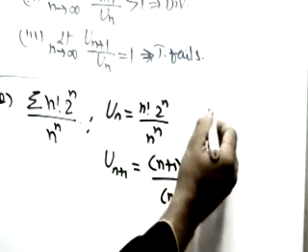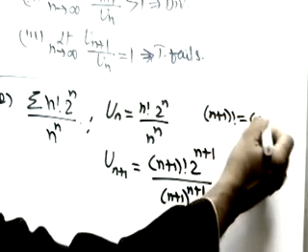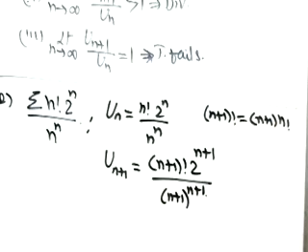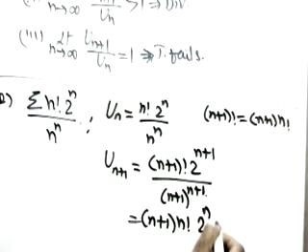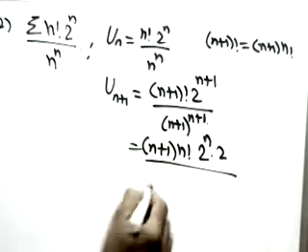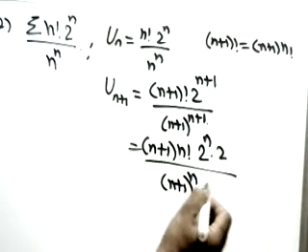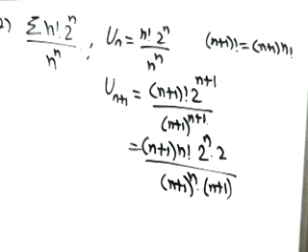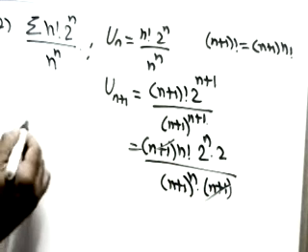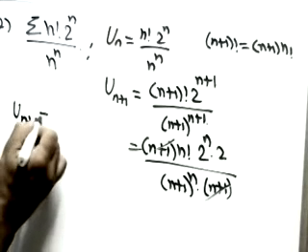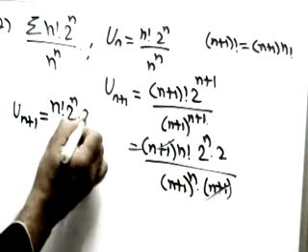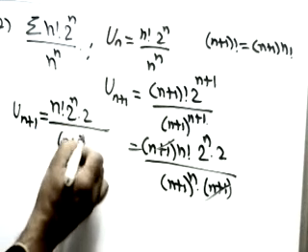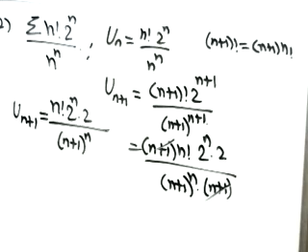Let me make a little change here. In the next step, (n+1) whole factorial can be written as (n+1) into n factorial. 2 power (n+1) can be written as 2 power n into 2 power 1. In the same way, we can write (n+1) power (n+1) as (n+1) power n into (n+1). So let me cancel (n+1) with (n+1). So u(n+1) equals n factorial into 2 power n into 2 divided by (n+1) power n.